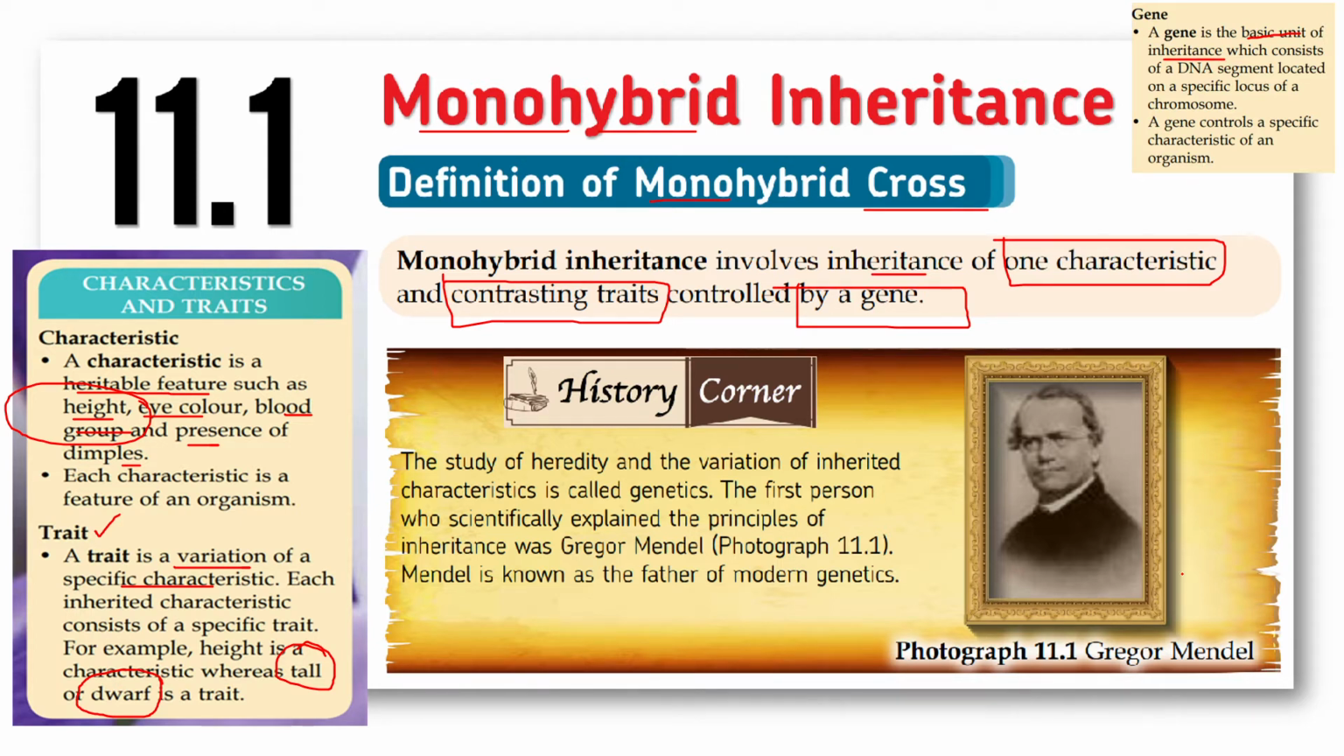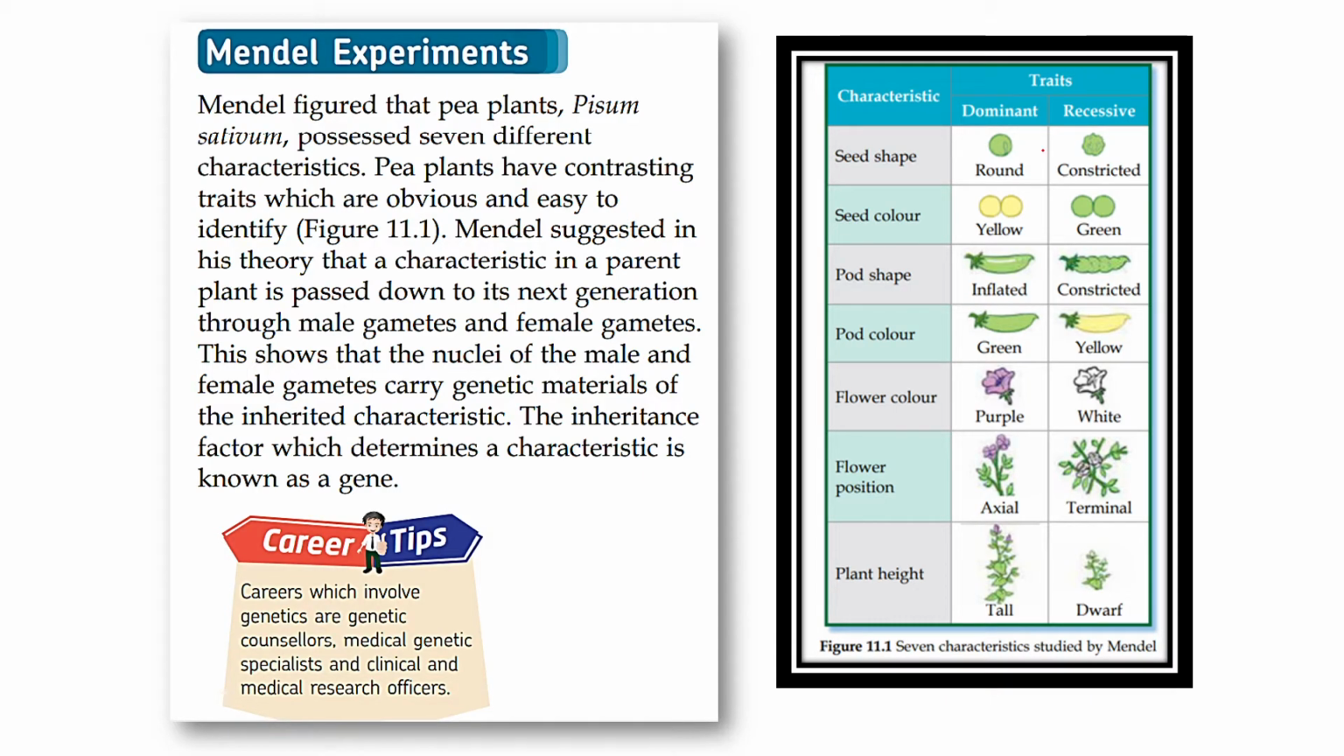Okay, so this picture is showing the father of modern genetics, okay, iaitu Gregor Mendel. So the study of heredity and variation of inherited characteristics, we call it genetics. And Gregor Mendel ini adalah orang pertama who scientifically explained the principles of inheritance. Okay, kita akan lihat dengan lebih lanjut. Okay, sebab dia buat beberapa eksperimen ini.